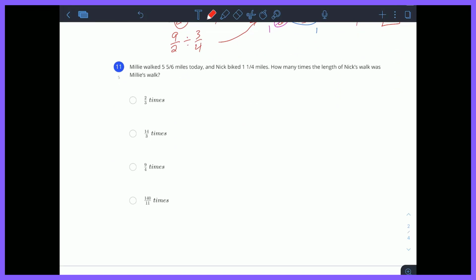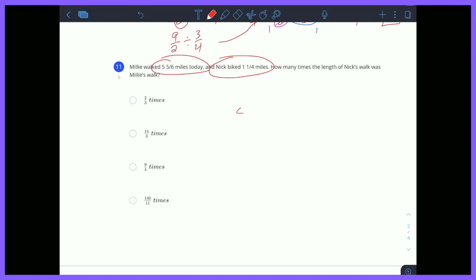Millie walked 5 5/6 miles today. Nick biked 1 1/4 miles. How many times the length of Nick's walk was Millie's walk? Okay, so really, Millie here has got the bigger walk. And the question is asking you how many times greater is that walk compared to Nick's bike ride here. So again, a division problem. It's no surprise this is a quiz on dividing fractions, so most of the problems will be division.